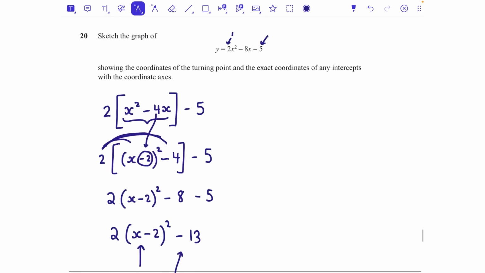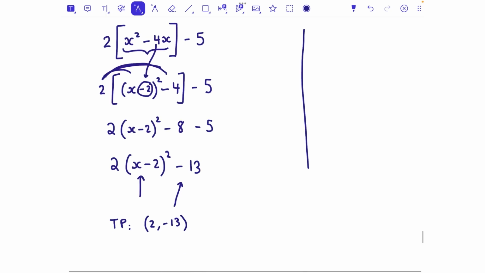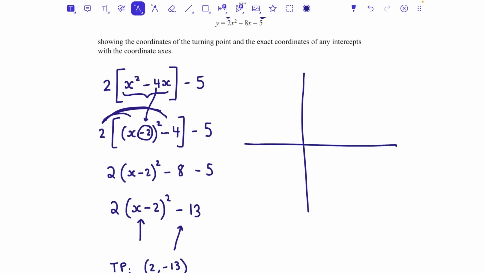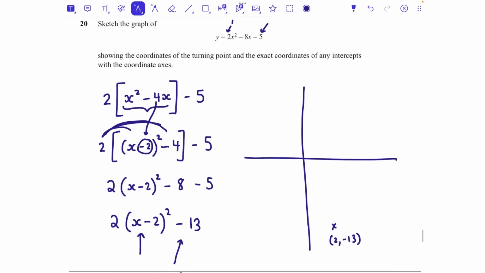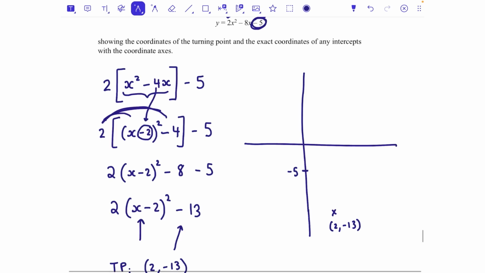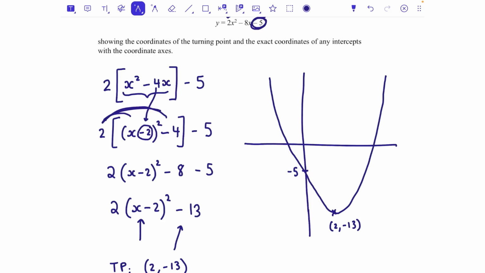The second thing we need to know is where it crosses the axes. So because the turning point is (2, -13), I know that it's going to turn somewhere down here on this side. I'm going to put (2, -13) there. I also know that it's going to cross the y-axis at -5. So a little bit like y equals mx plus c, the number on the end, that's where it's going to cross the y-axis. So let's put that there and say it's going to cross there at -5. I now know that this quadratic looks a little bit like that. I've drawn that absolutely terribly, but hopefully you can forgive me.